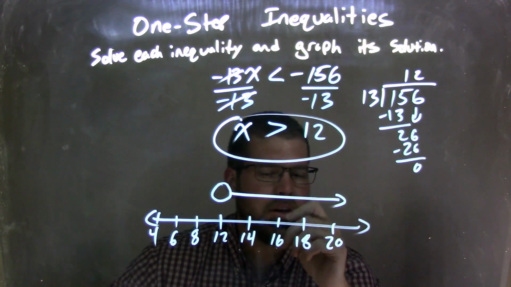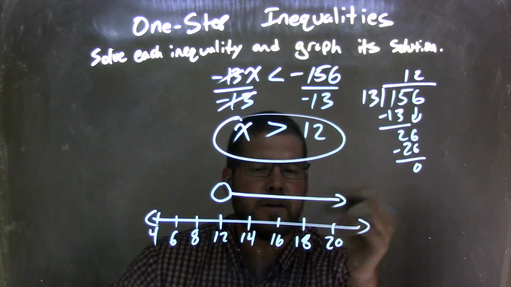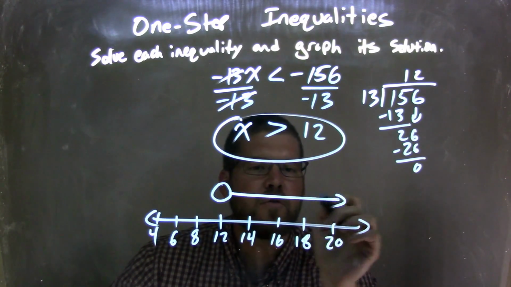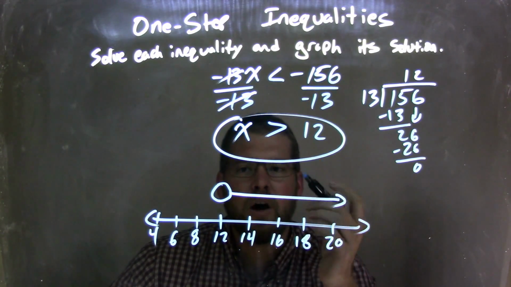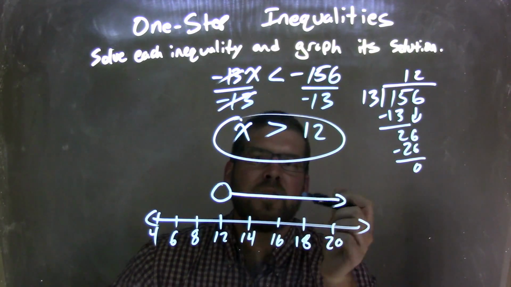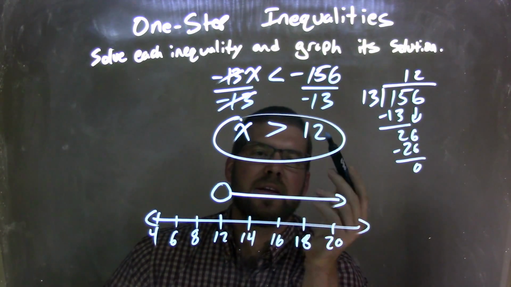14, true statement, let's see, is 14 greater than 12? Yes, it is. 16? Yes, it is. All those values here are greater than 12, and so this graph here represents our inequality. x is greater than 12.